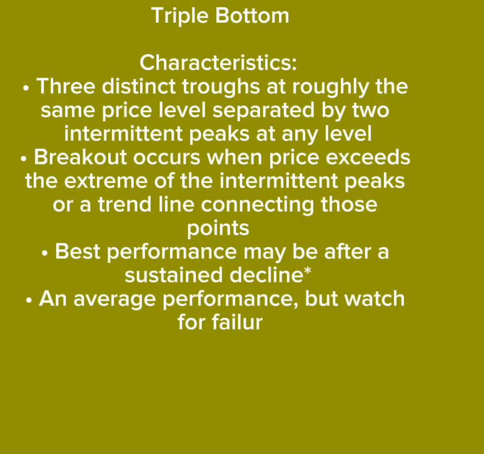Triple bottom. Characteristics: three distinct troughs at roughly the same price level separated by two intermittent peaks at any level. Breakout occurs when price exceeds the extreme of the intermittent peaks or a trend line connecting those points. Best performance may be after a sustained decline*. An average performance, but watch for failure.